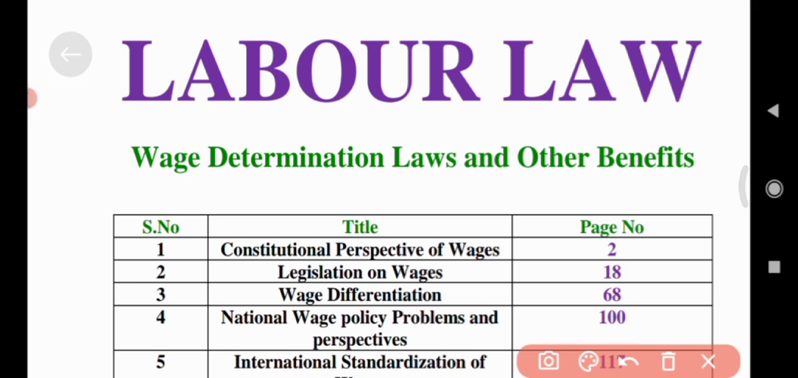Law Assistant Professor, Labor Law. Topic: Wage Determination Laws and Other Benefits.